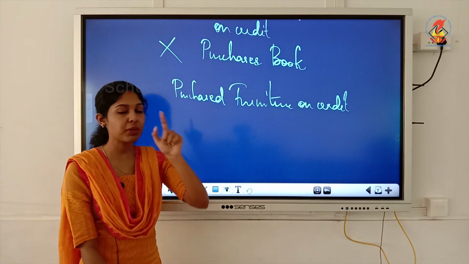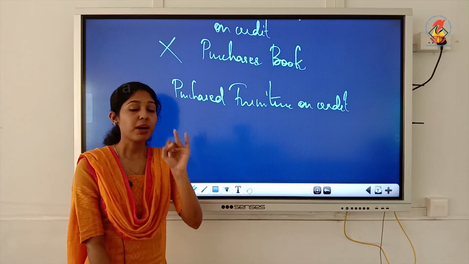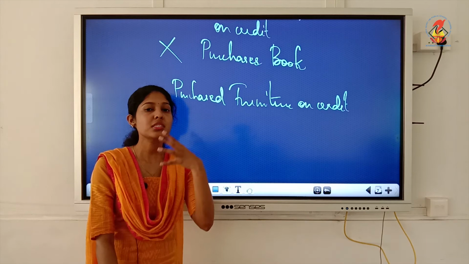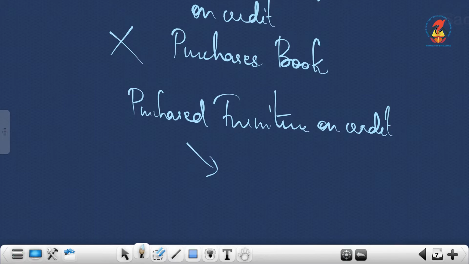You just refer the meaning of purchaser's book. First, it should be on credit basis. It must be something in which the firm deals in. It must be some goods, not fixed assets. So, if it is fixed assets which you purchase on credit, this must go to the journal.